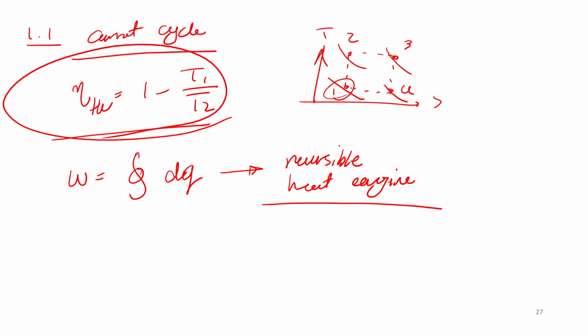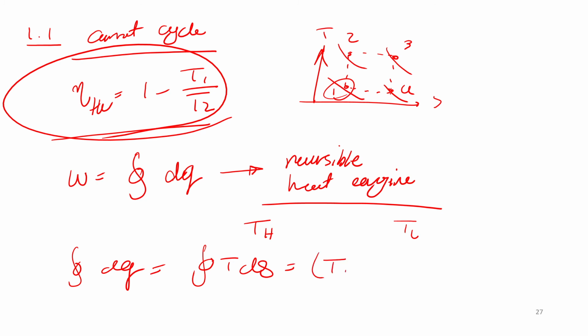If you recall, a heat engine has a hot temperature reservoir and a low temperature reservoir. So the integral of heat input and output can be calculated by the integral of temperature with respect to changes in entropy, which essentially means TH minus TL multiplied by delta S.